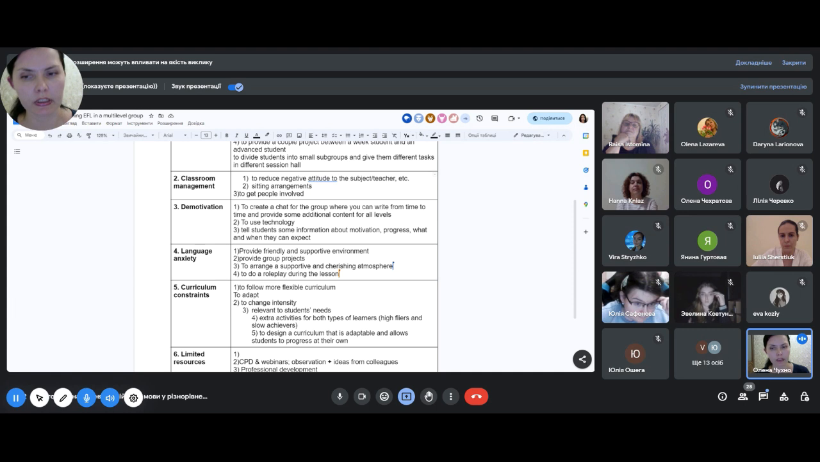Oh, you have some ideas here. More flexible curriculum, adaptation, to change the intensity of the course, so relevant to students' needs, extra activities for both types of learners, high flyers and slow achievers, and design a curriculum that is adaptable and allows students to progress at their own pace. So, please comment on these ideas, whether you have ever tried that yourself, or whether you think that is a good idea.